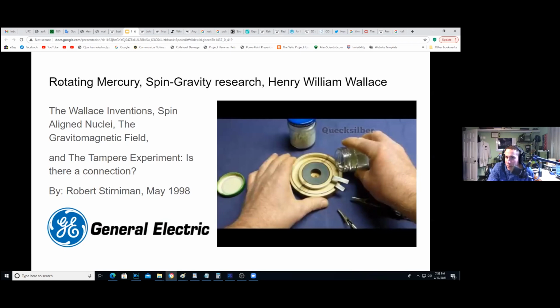Of course, doing some research into rotating mercury, spin gravity research, we came across a guy named Henry William Wallace from Valley Forge, Pennsylvania, who was a General Electric employee, and apparently he had told some of these ideas about his anti-gravity thing with rotating mercury to some friends of his at work, and he actually patented an idea on it. And it turns out that the military was also doing research into it and had built his patent and were researching his same idea for this kinematic effect or gravitomagnetic field.